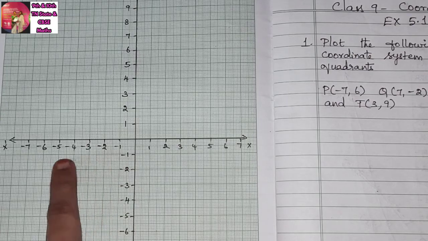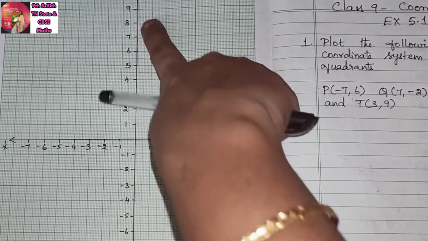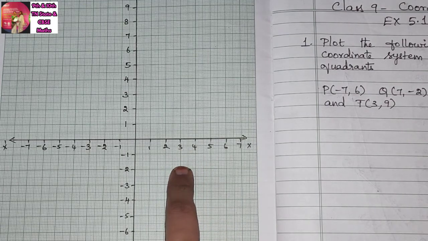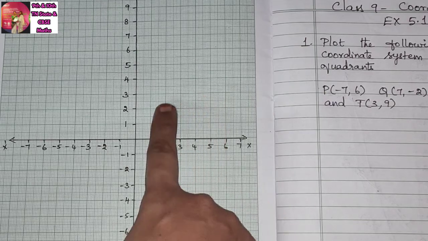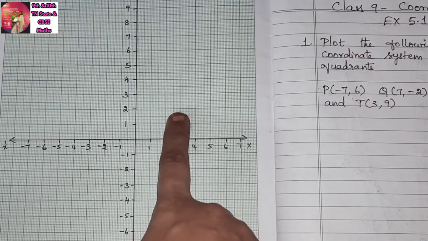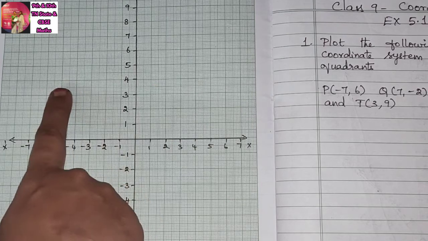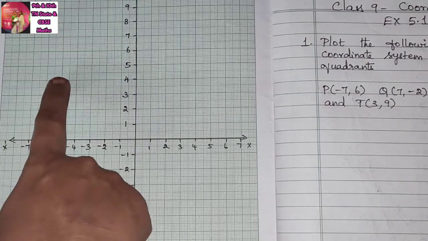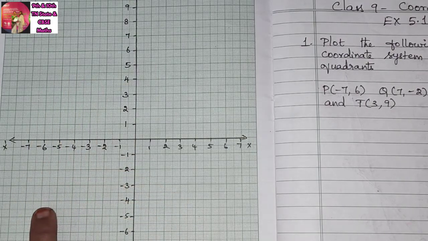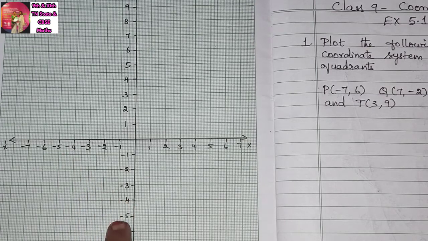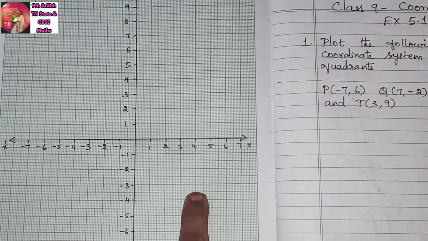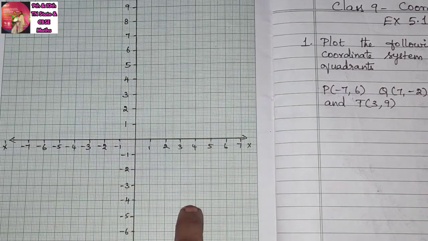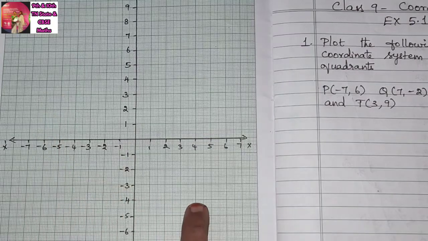Here on the x-axis 1 centimeter is marked as 1 unit, and on the y-axis also 1 centimeter as 1 unit. We have already learnt about the quadrants in the lower classes. Here, where both the abscissa and the ordinate are positive, this is the first quadrant. The second quadrant has x negative and y positive. The third quadrant has both abscissa and ordinate negative, and in the fourth quadrant x is positive and y is negative. So these are all the 4 quadrants: 1, 2, 3 and then 4.